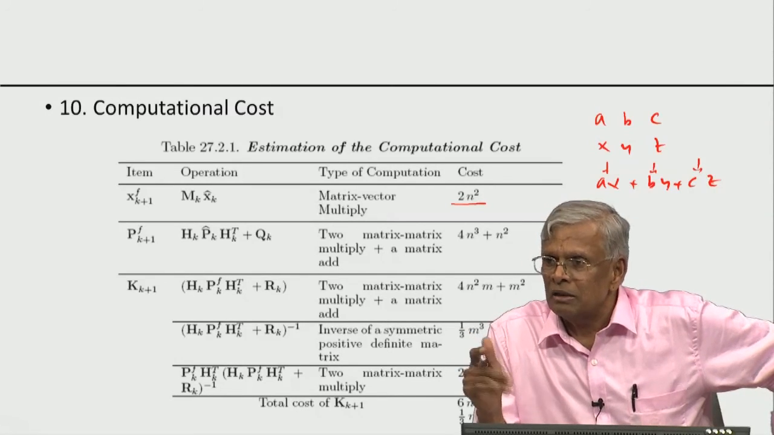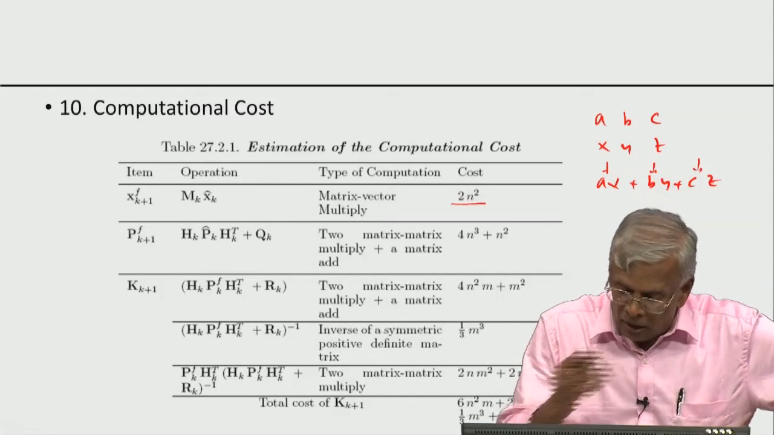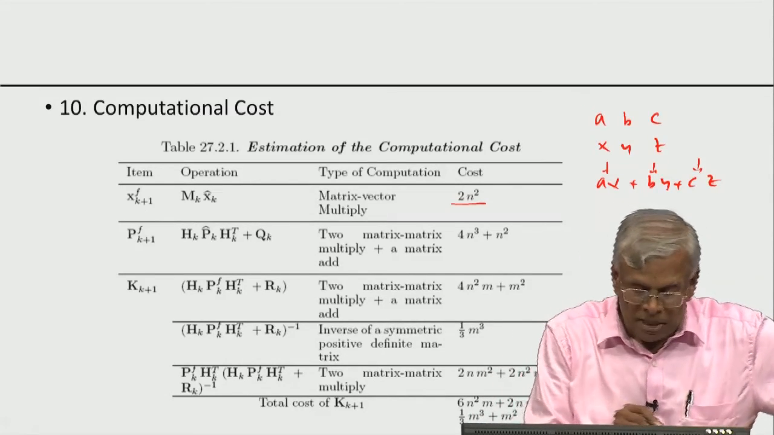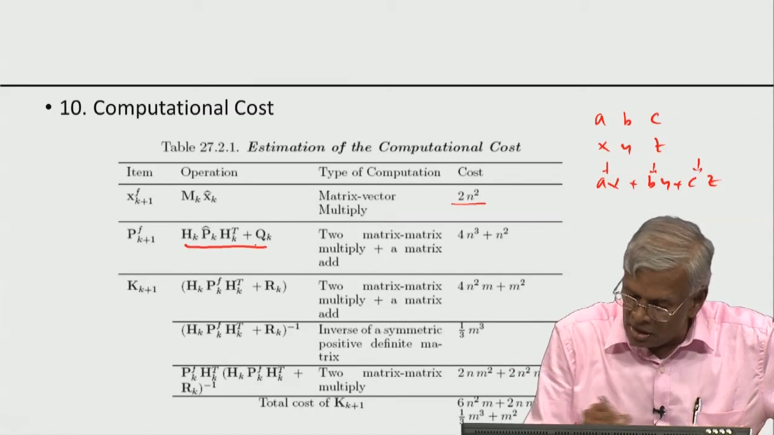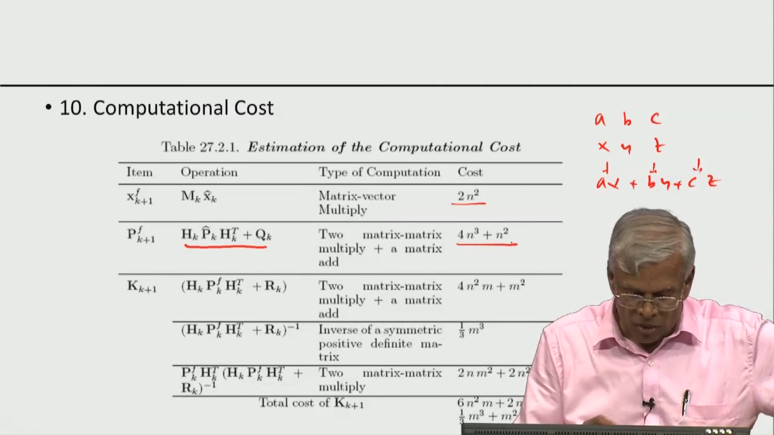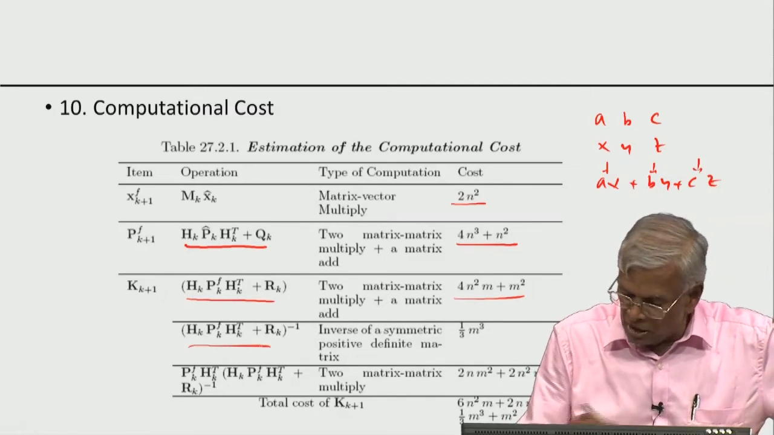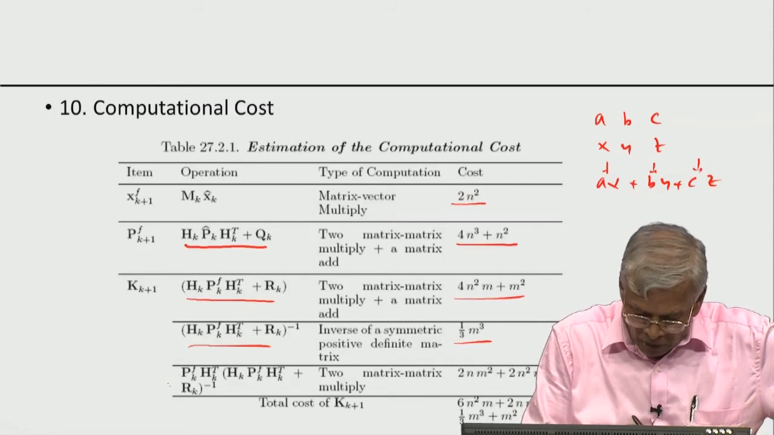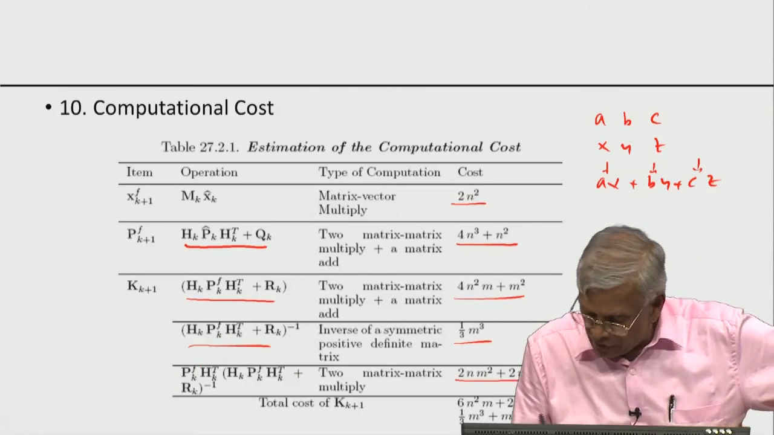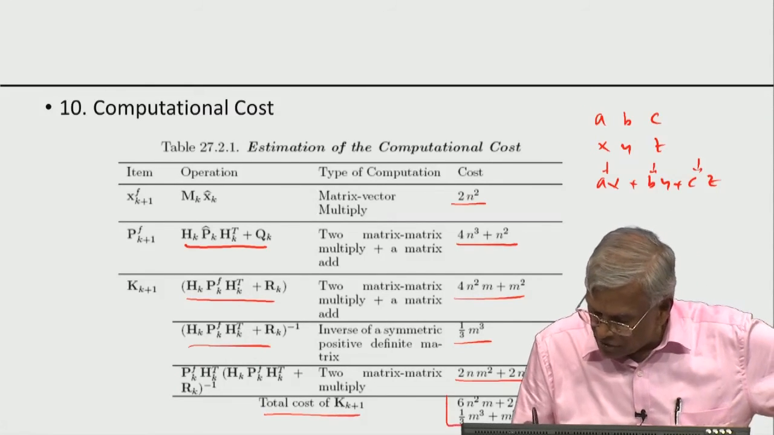Are you with me? Therefore, these are the basic numbers of operations. So matrix vector multiply is 2n square. To compute this quantity is going to take 4n cube plus n square. To compute this quantity is going to take this much time. To compute the inverse is going to take that much time. To compute the Kalman gain is going to take this much time. So the total cost of computing the Kalman gain is given by this expression.